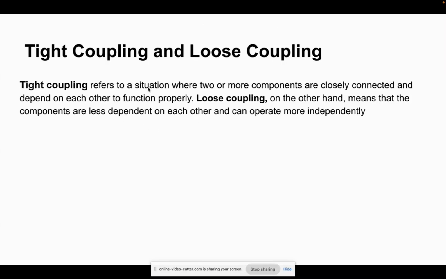And now, tight coupling and loose coupling. Tight coupling refers to a situation where two or more components are closely connected and depend on each other to function properly. Loose coupling, on the other hand, means that the components are less dependent on each other and can operate more independently.